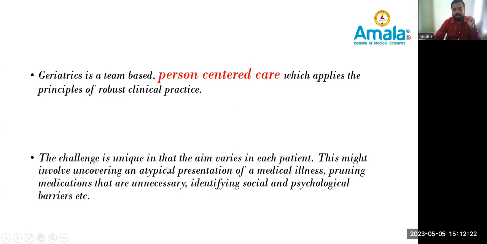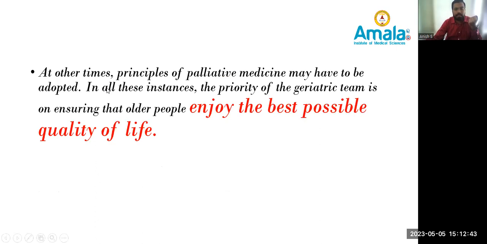This might involve uncovering an atypical presentation of a medical illness, pruning medications that are unnecessary, identifying social and psychological barriers, etc. So that's why palliative care as well as geriatric care have a common team-based multidisciplinary approach to patient care. At other times, the principles of palliative medicine may have to be adopted. In all these instances, the priority of the geriatric team is on ensuring that older people enjoy the best possible quality of life. Again, we come to that term, quality of life. So function and quality of life.